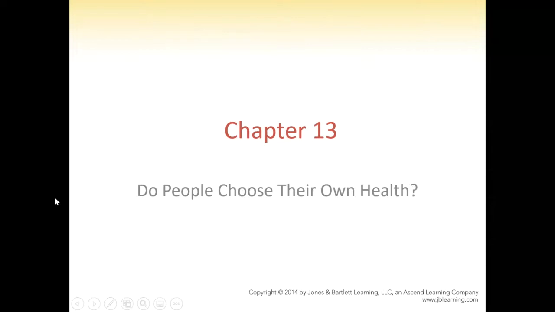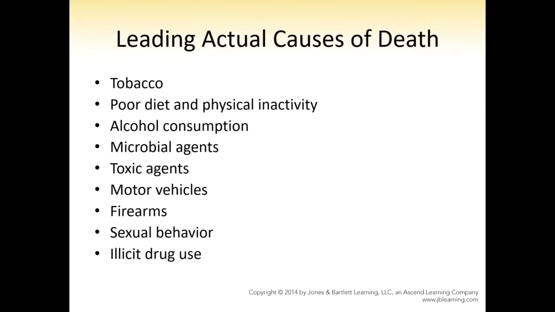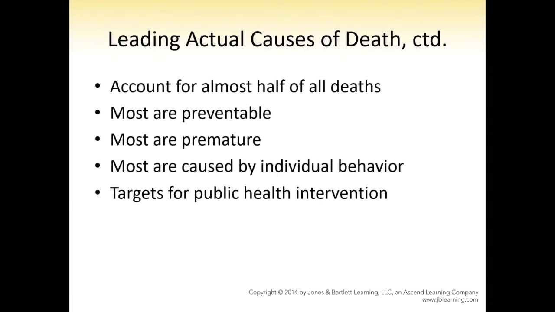This will bring us to Chapter 13. Do people choose their own health? The leading actual causes of death include tobacco, poor diet and physical inactivity, alcohol consumption, microbial agents, toxic agents, motor vehicles, firearms, sexual behavior, and illicit drug use or illegal drug use. Almost half of all deaths are preventable. Most are premature, meaning that people are dying before the expected age.